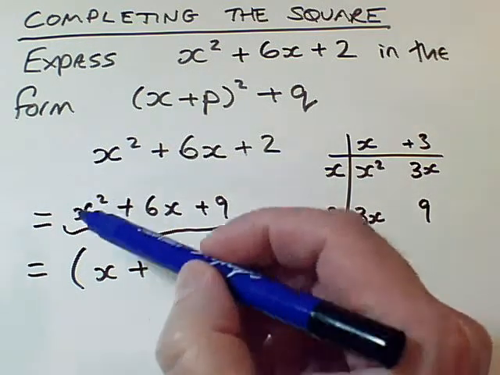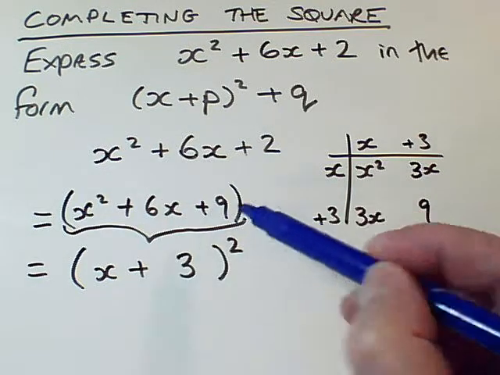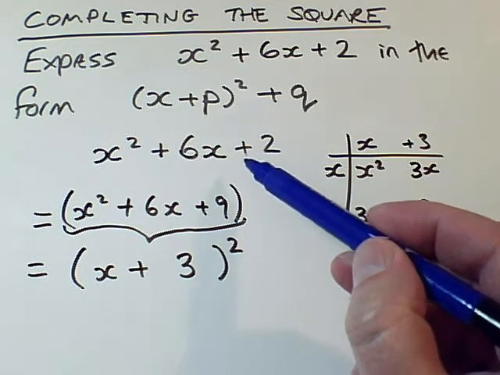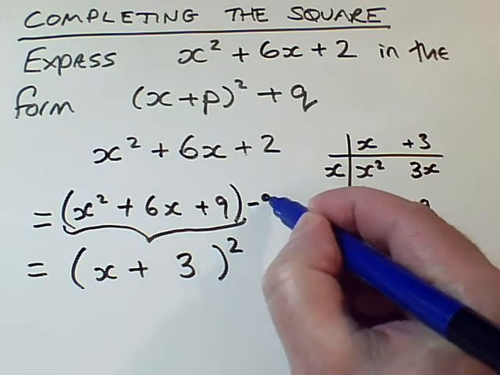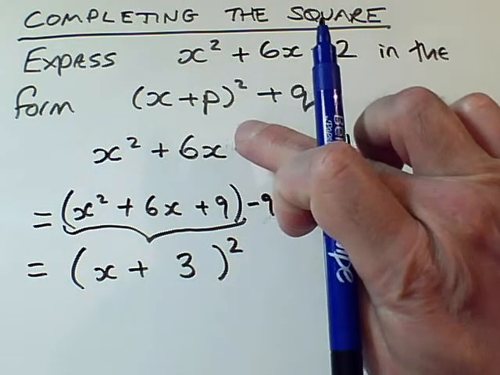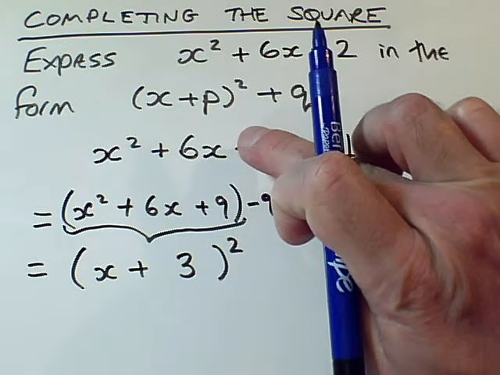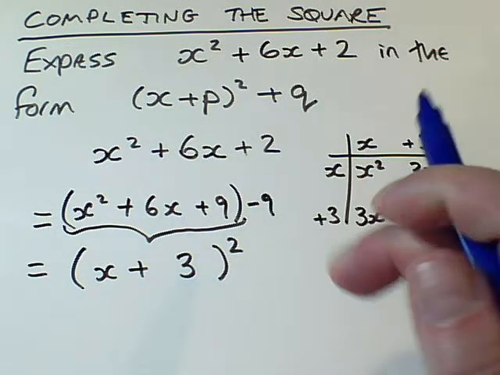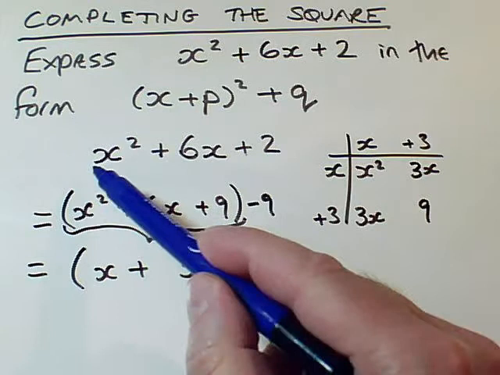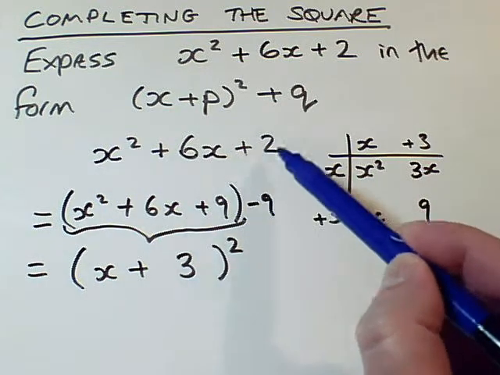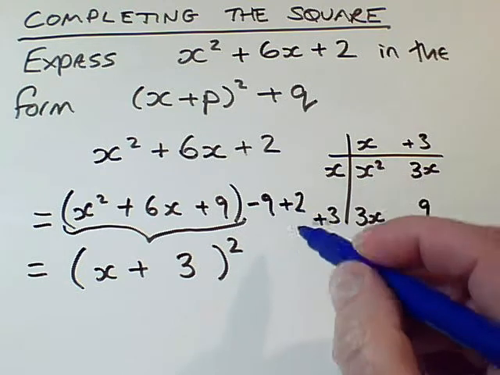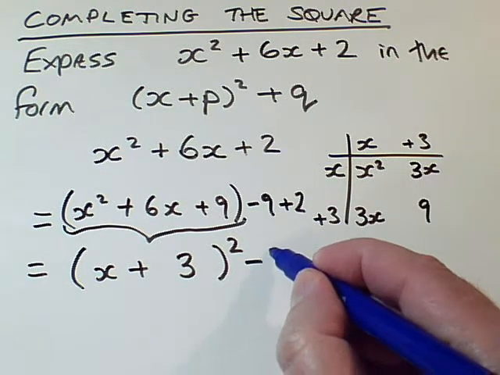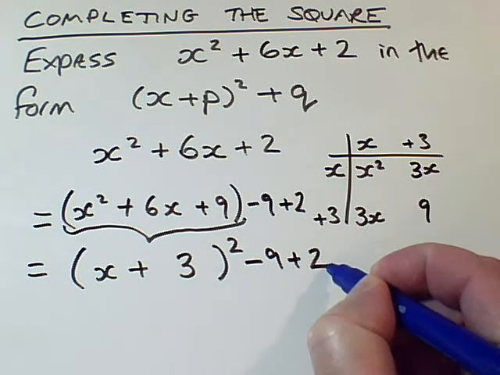Okay, but I now, if I put that in brackets, have something that's not equal to the line above. It has a 9 that I never wanted, so I'm going to just put minus 9 after it. Don't look at this plus 2 until later. Okay, just get rid of that 9 first. So that now would give me the x squared plus 6x, but I haven't dealt with the plus 2, so I'll do plus 2 after this.